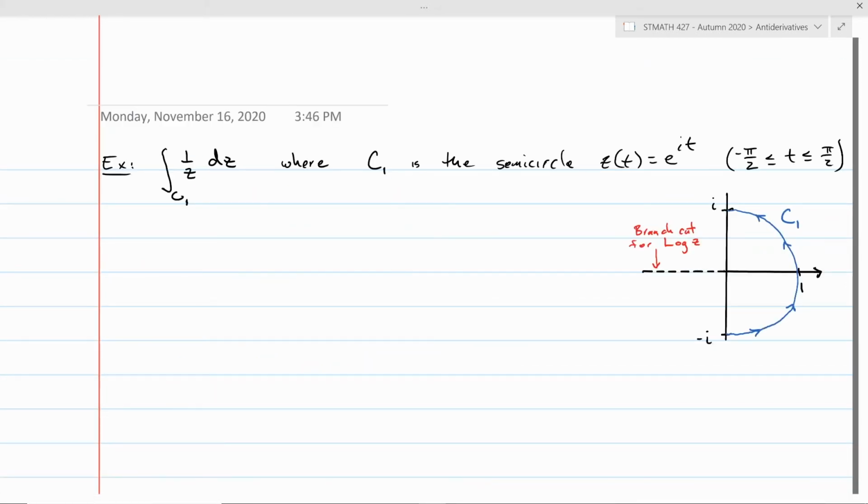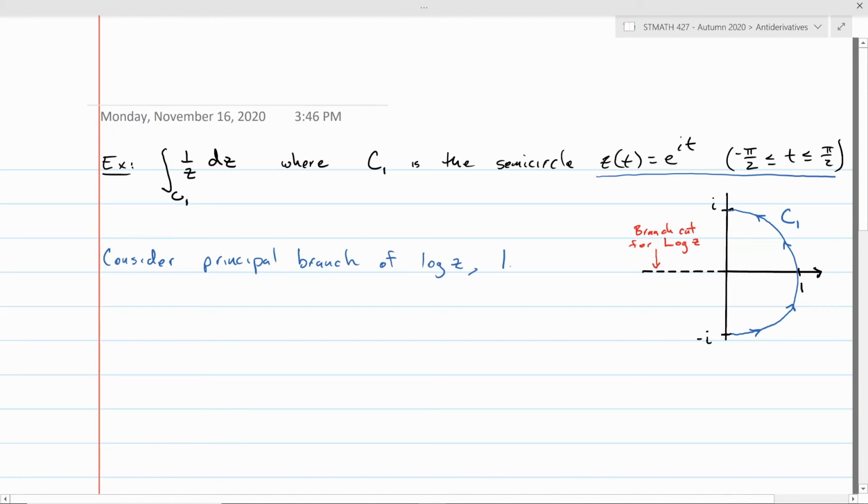In the next example, we're going to try to integrate the function 1 over z along the curve C1, where C1 is the semicircle that's the right-hand side of the unit circle. And so we have a parameterization for that over here. It's just your standard parameterization where t ranges from negative pi over 2 to positive pi over 2. Well, here let's consider the principal branch of the logarithm, capital Log. We know that the derivative of the principal branch of the logarithm equals 1 over z on the domain.